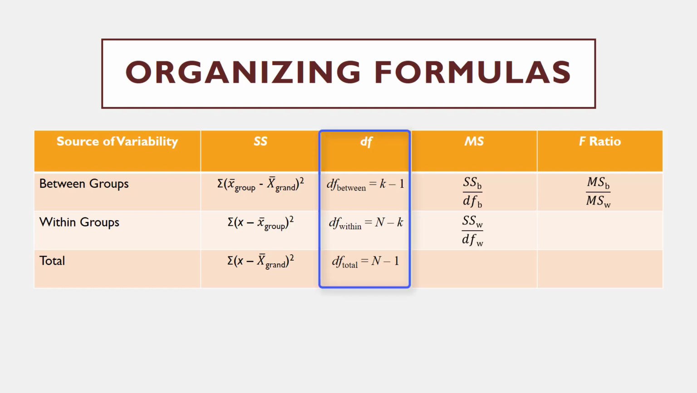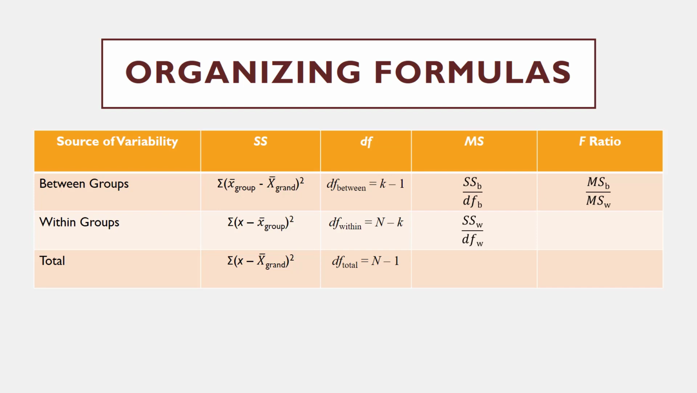We also have our three sources of degrees of freedom. So the degrees of freedom between is based on the number of groups, minus 1. Degrees of freedom within is the total number of individuals minus the number of groups. And then the degrees of freedom total is going to be the total number of individuals minus 1.